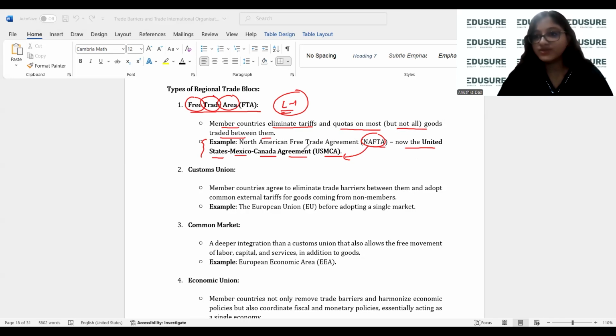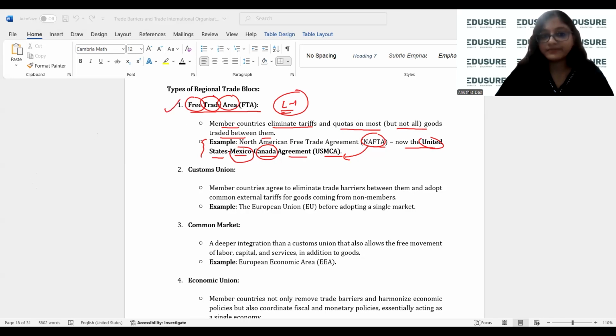So all the member countries agreed to this. What are the countries? United States, Mexico, Canada. All these countries have agreed to this. So they will form a regional free trade area where they will have elimination of all kinds of trade barriers. They will not have any kind of quota except on some of the goods, and they will trade among each other, right? So this is the first level of economic integration.